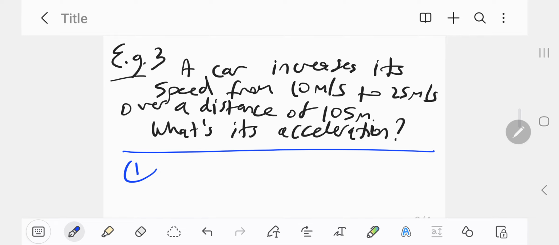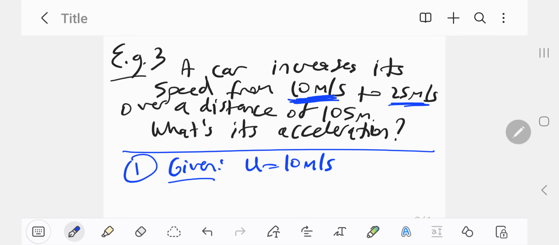Wordy once again, that's okay. That's fine. Given a car increases its speed from 10 meters per second to 25 meters per second. From means that's your initial velocity, u is 10 meters per second. To 25 meters per second, that's your final velocity, v, over a distance of 105 meters.